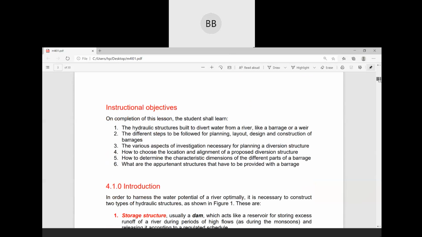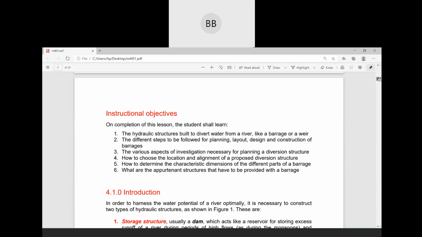Before that, I just want to discuss with you that we have two types of hydraulic structure. One is a storage structure, one is a diversion structure. Suppose we construct a dam and then we store water in the reservoir, so a dam is a storage structure.